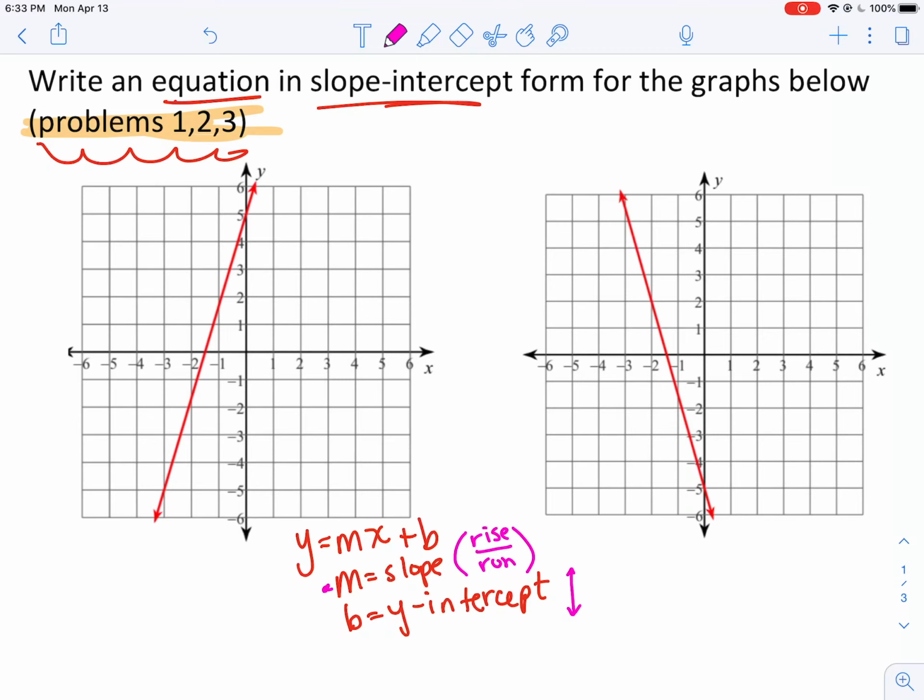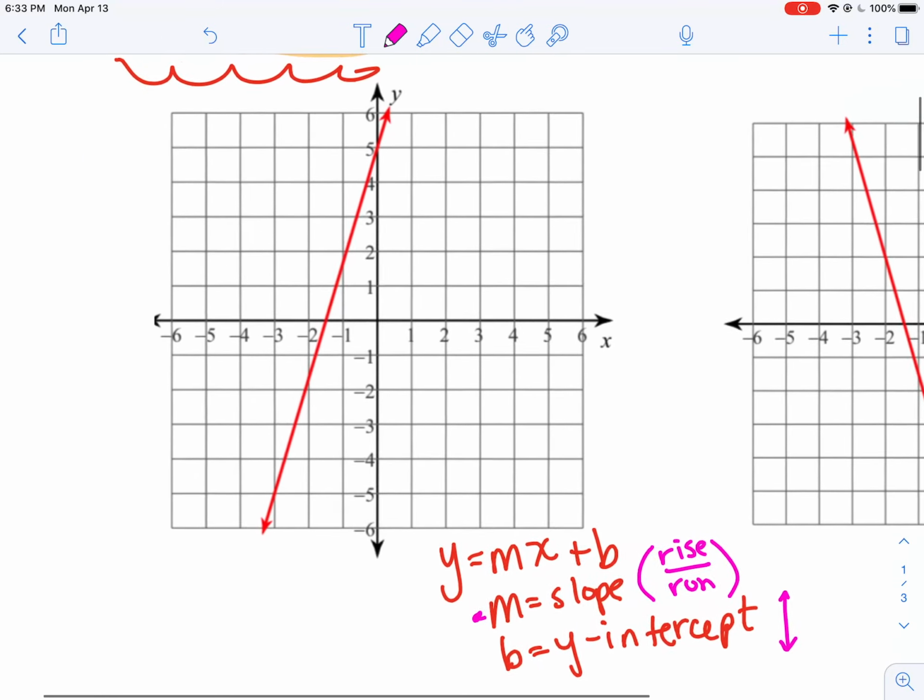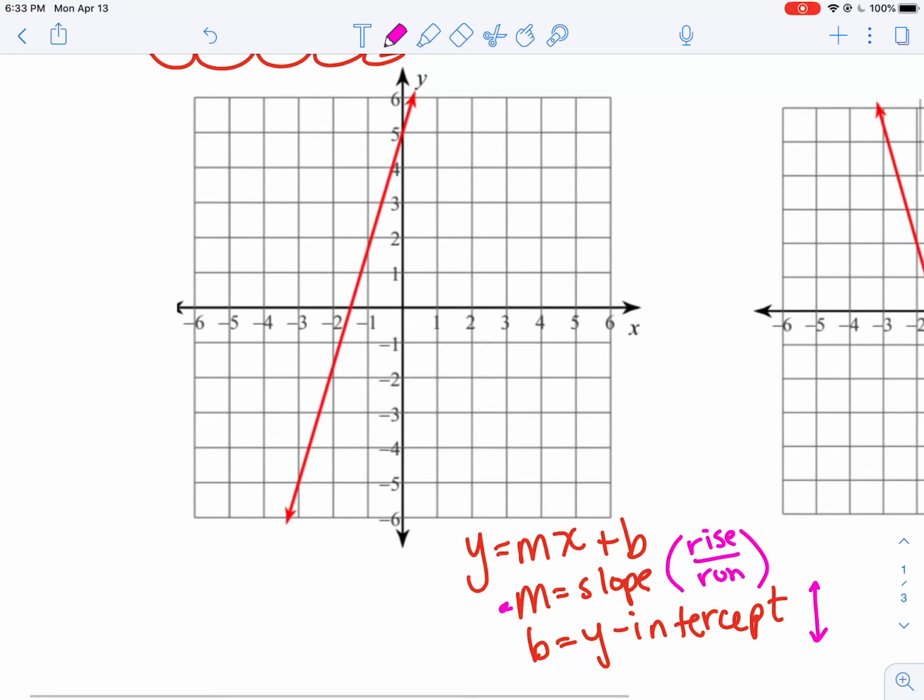Now, let's find our slope. In order to find the slope, I'm going to zoom in here. You want to place 2 dots on the red line. Those 2 dots have to touch the corner of the grid perfectly. So I'm going to put a dot there at the 5, and I'm going to put a dot there.